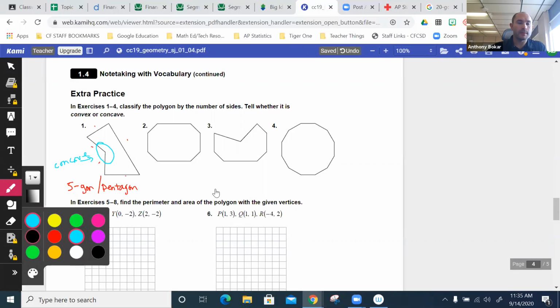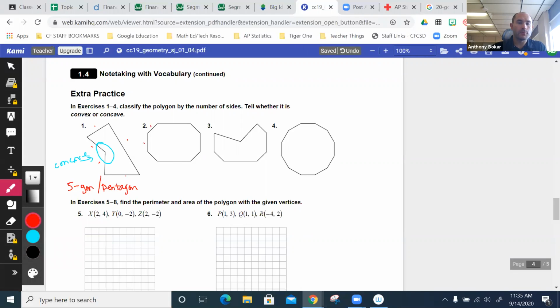How many sides do we got here? We got, let's see, 1, 2, 3, 4, 5, 6, 7, 8. Okay, this is an 8-gon, aka octagon. Octagon. This is convex. There are no caves or any places where it dips in. So we call this convex. So it comes out, kind of like it just pushes out in all directions. It doesn't cave in anywhere.